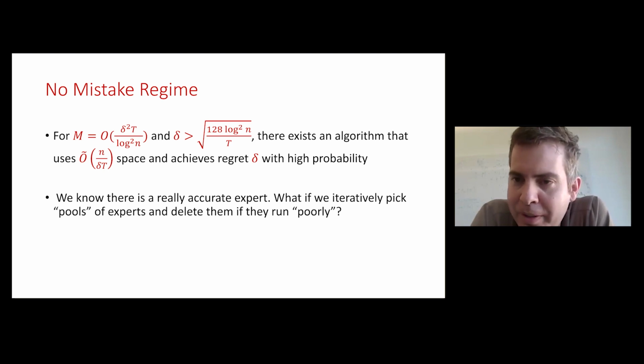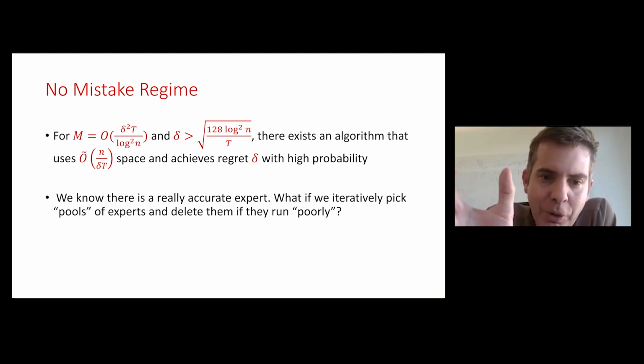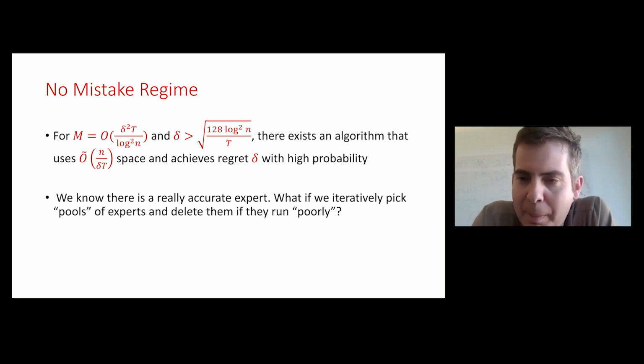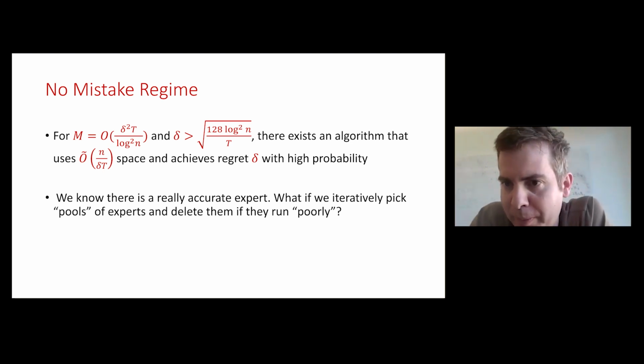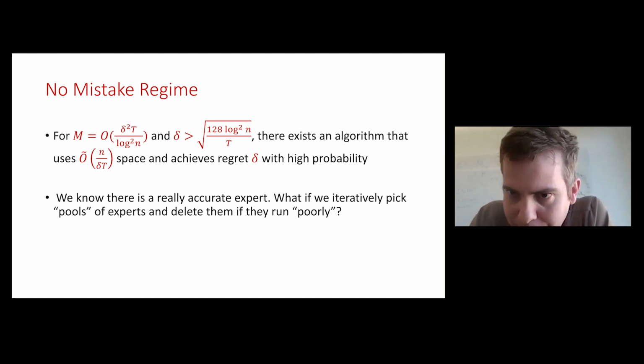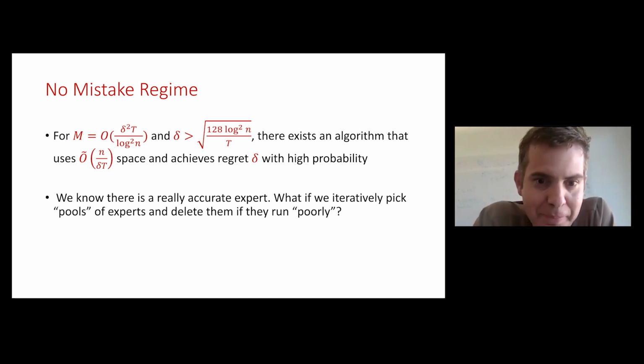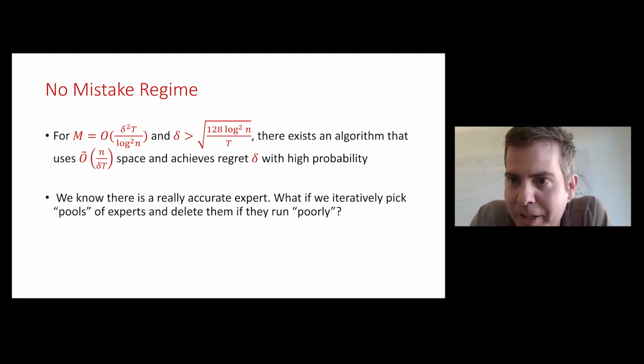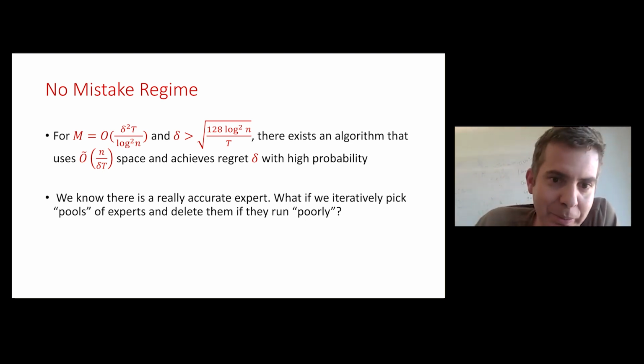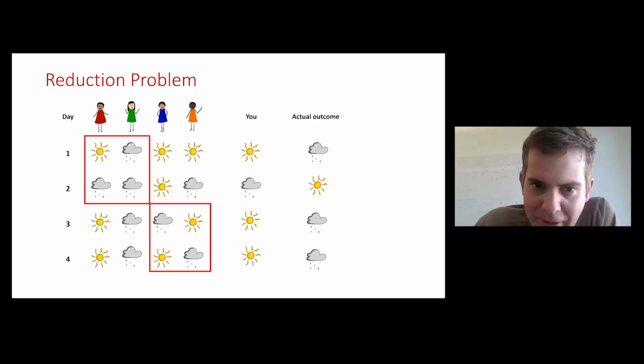If they start doing poorly, then I'm going to get rid of them. So call this a pool of experts. I'm going to throw away the pool, or maybe throw away experts gradually in that pool and replace them with maybe the next pool of experts, and run a weighted majority algorithm on that next pool. Hopefully at some point, the best expert shows up in my pool. And if it actually makes no mistakes, it'll stay in my pool forever. And I won't make many mistakes.